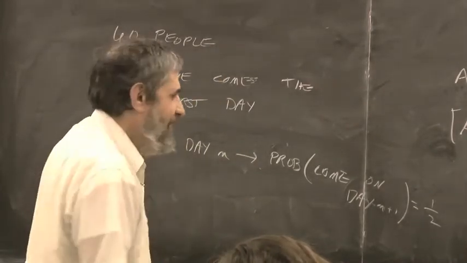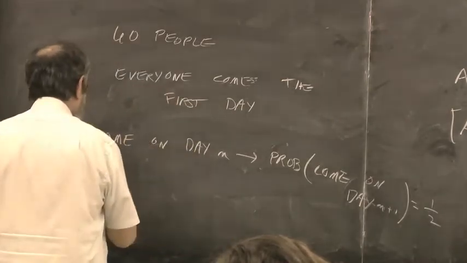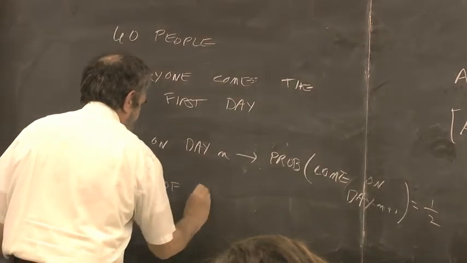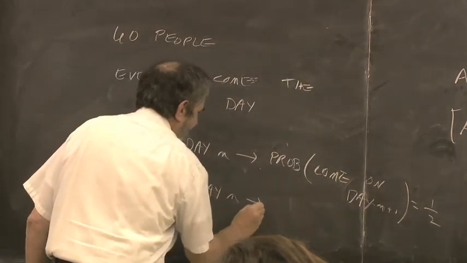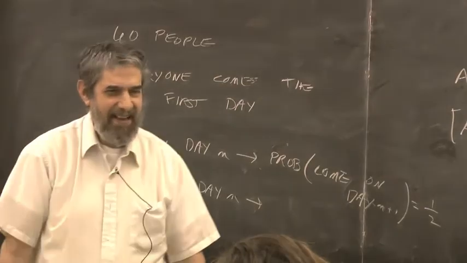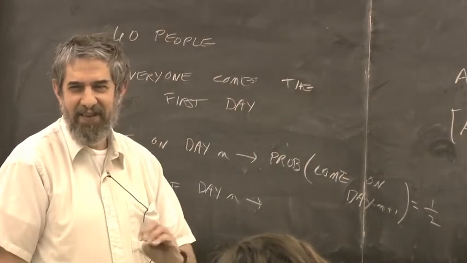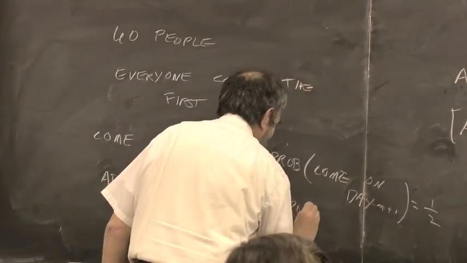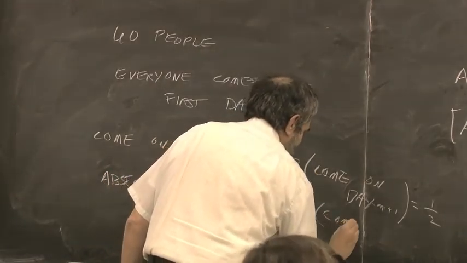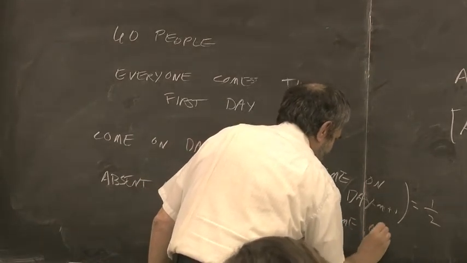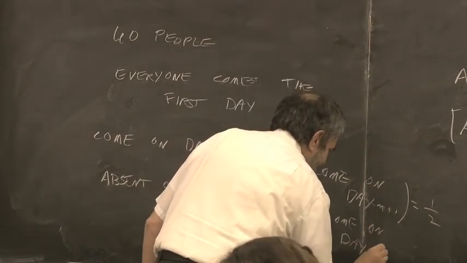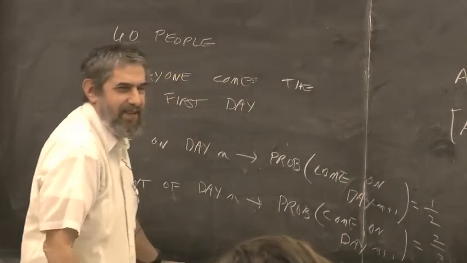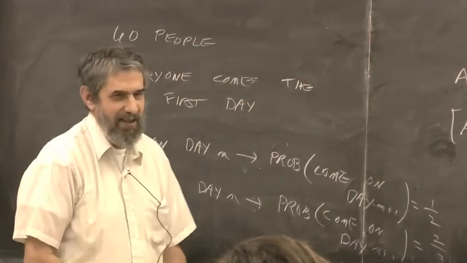and half of them don't. Now this is the really unrealistic part of it: if they're absent on day n, then they feel guilty, and they have a 2/3 probability of coming on day n plus 1. So the probability of coming on day n+1 is 2/3. All right? So now what are some questions you could ask?